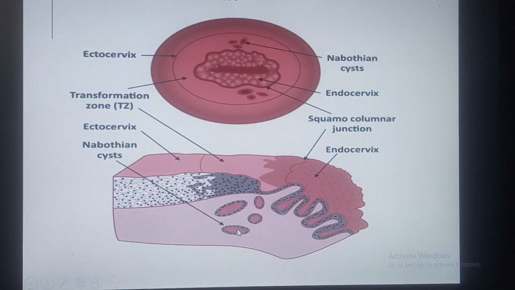But one thing you have to know is that you are going to find more of these in situations where the stratified squamous epithelium grows over the ectocervix. If you have stratified squamous epithelium of the ectocervix growing over the glandular epithelium, that is the simple columnar epithelium of the endocervix, then you have more Nabothian cysts emerging. So that's the ectocervix, then the endocervix, then the transformation zone or the squamocolumnar junction.